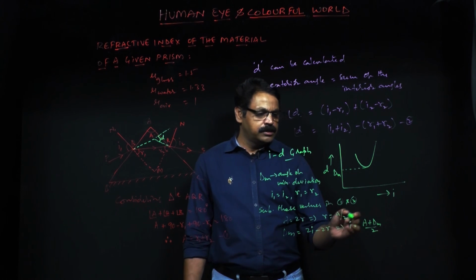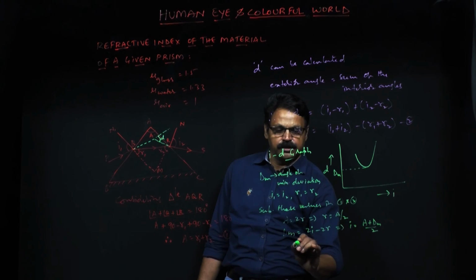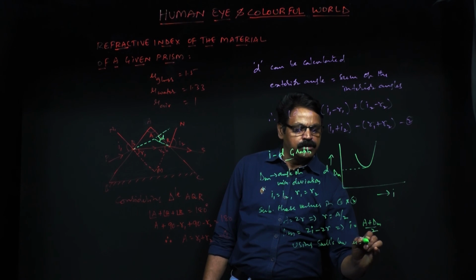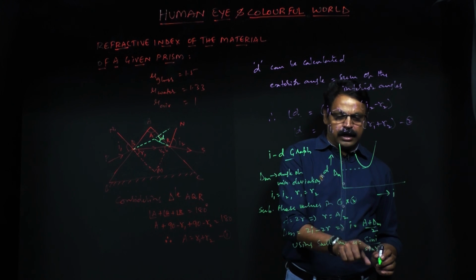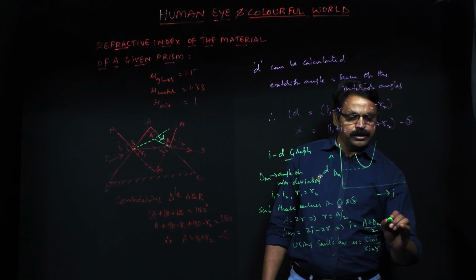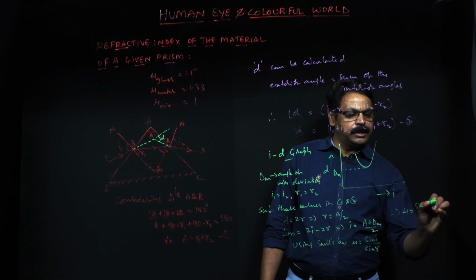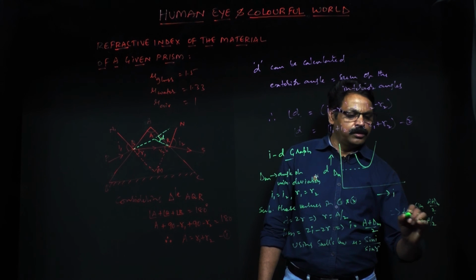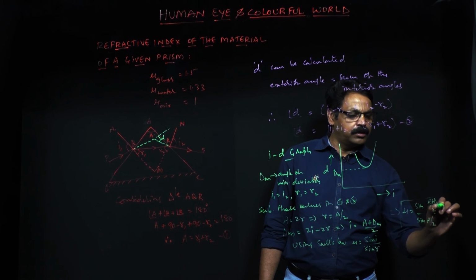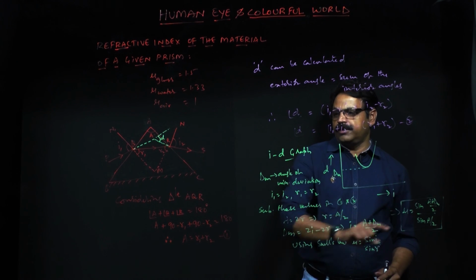Now you can use Snell's law. Using Snell's law, mu is equal to sin I by sin R. Here I is equal to (A plus DM) by 2, and R is equal to A by 2. Substituting the values, I get mu as sin of (A plus DM) by 2 divided by sin of A by 2. This is the final expression to find the refractive index of a given material. This is how the derivation occurs.